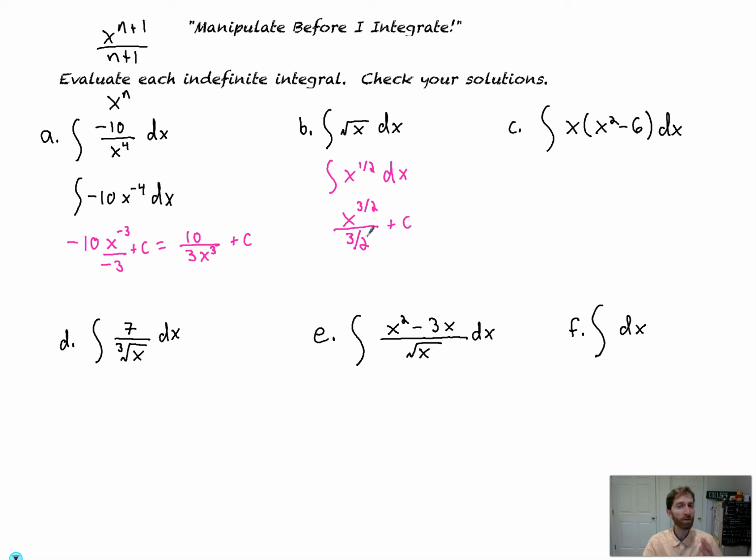This is going to be, when you divide by 3/2, it's the same as multiplying by 2/3. So that's 2/3 x to the 3/2 plus c. And if you were to differentiate this, you'd see 3/2 times 2/3. They cancel. They're reciprocals.